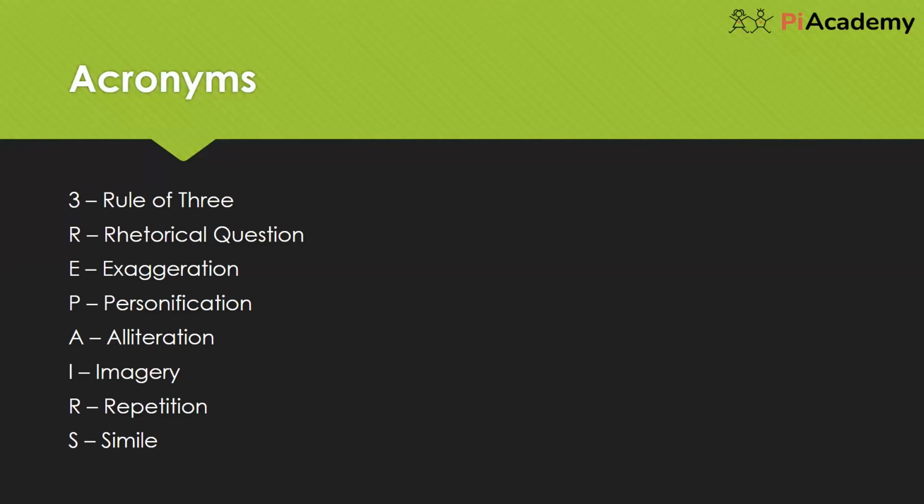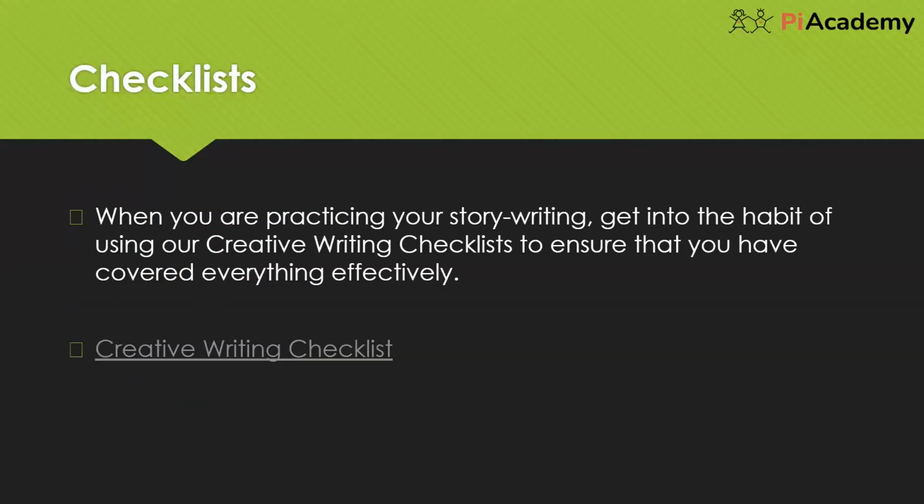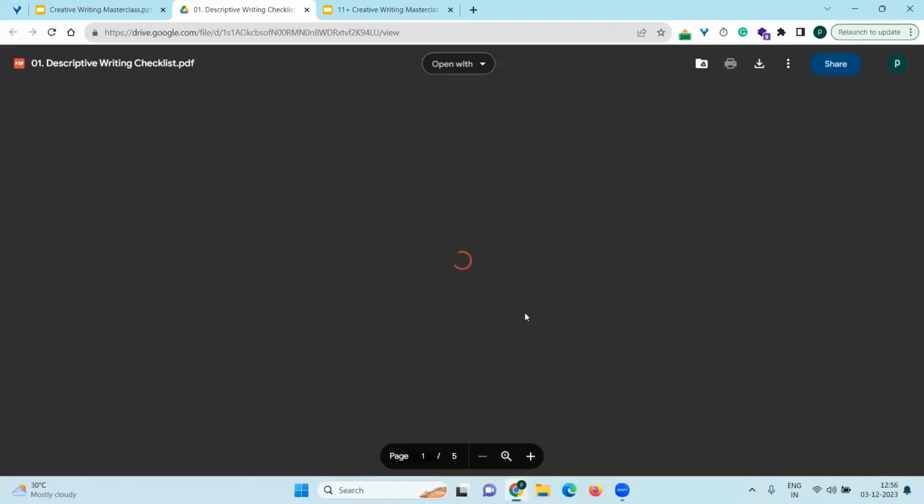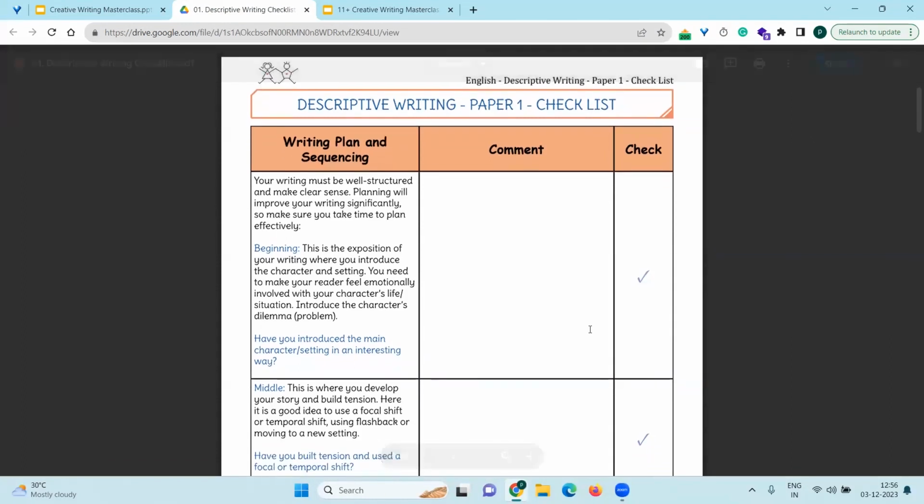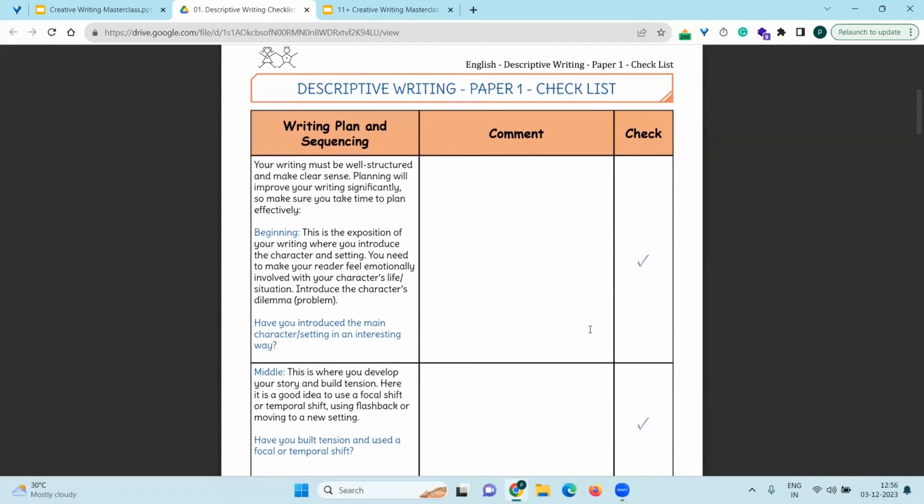Another thing that you can do and practice doing is using a checklist. Now, we have a creative writing checklist that you can use. And we'll give you a little example of one of them here. So this is the descriptive writing checklist. And we would recommend that you practice using this when you're doing writing tasks at home so that you get used to it and you know what it involves.